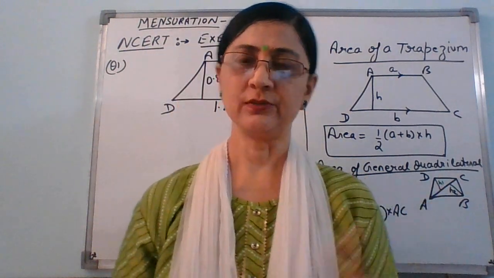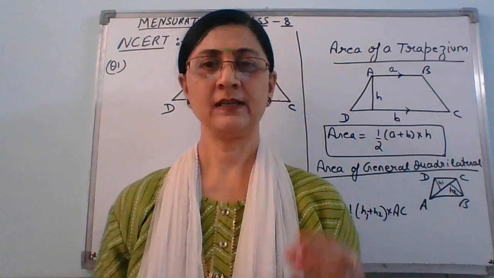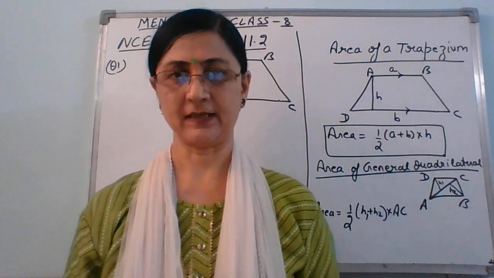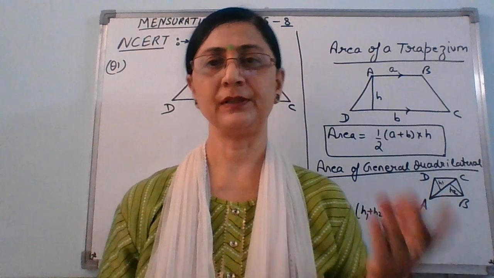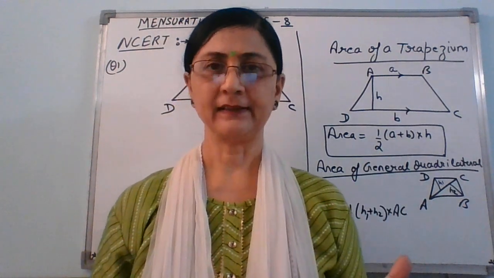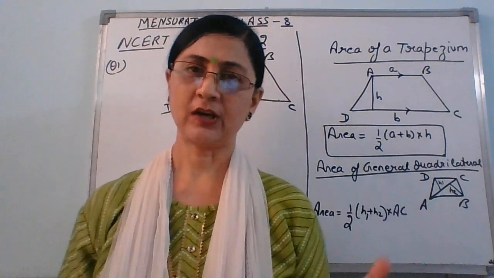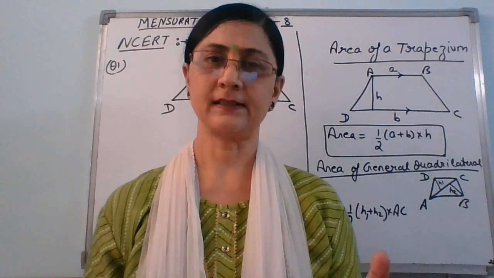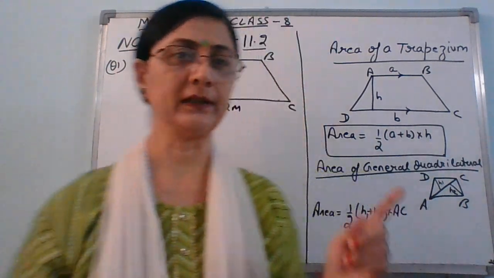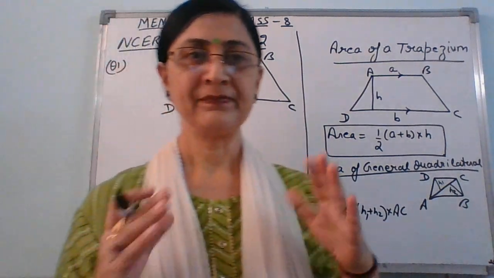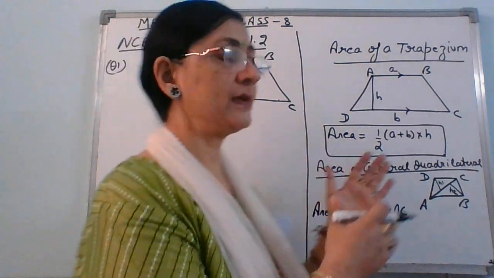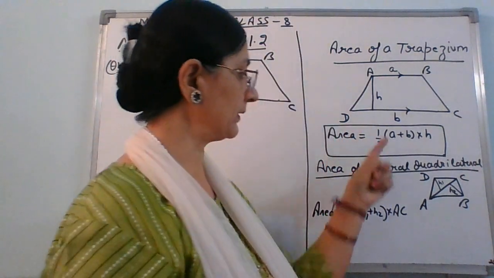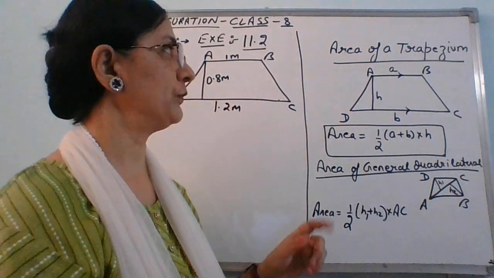So in my previous video, I explained the mensuration, the first exercise, the formulas which were required for the first exercise, means the area and perimeter of a square, rectangle, parallelogram, triangle. Right, now for the second exercise of NCERT book 11.2, we require two types of formulas. So side by side, I'll be telling the formulas which will be required in that exercise. So for 11.2, we require these two formulas.